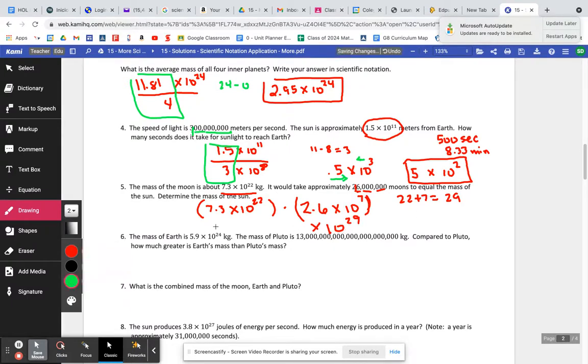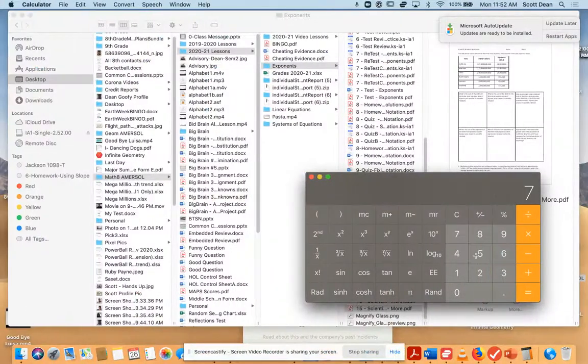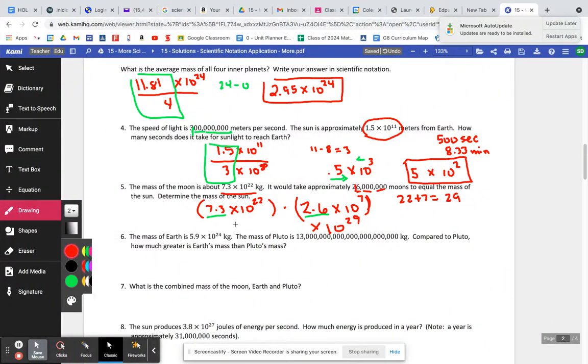Now I'm going to go to my calculator and help out a little bit. 7.3 times 2.6 is 1898. You have to show me this step. If I'm going to let you use a calculator, I need to see this step. Now fix it. So I got to put it between 1 and 10. That makes the 29 go to a 30. So we have 1.898 times 10 to the 30.